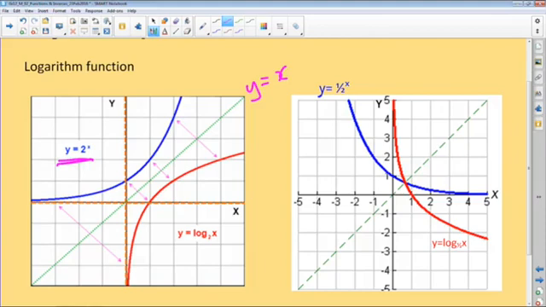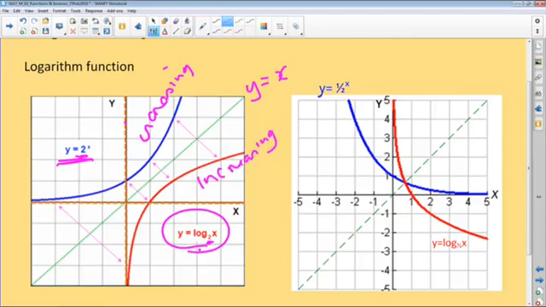y is equal to log base 2 of x, and that is your log function. So you see that your base again is still the same as the base of your exponent. So it's log base 2 of x that will give you your log graph. We know that this is an increasing exponential function. So our log graph here is also an increasing log graph.